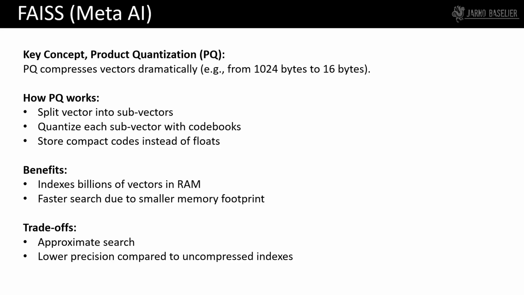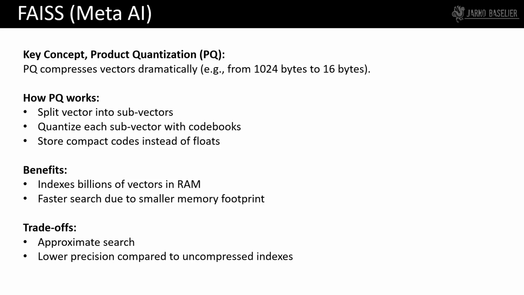And then we have product quantization, or PQ, and PQ compresses vectors dramatically. So from 1024 bytes to 16 bytes, that is a huge compression. This works by splitting vectors into subvectors and quantizing each subvector with codebooks. Then we store compact codes instead of floats.